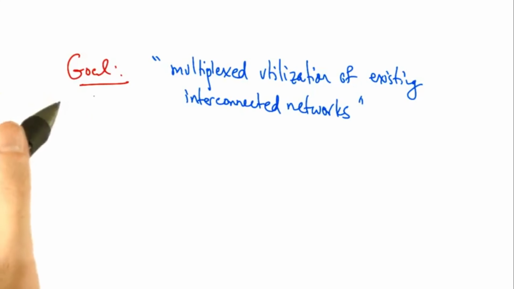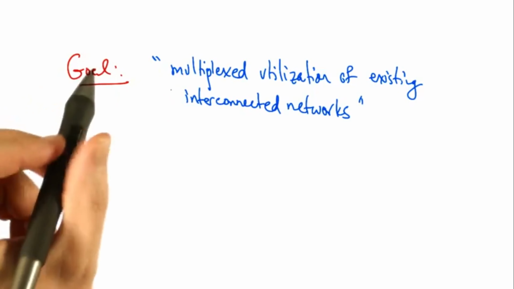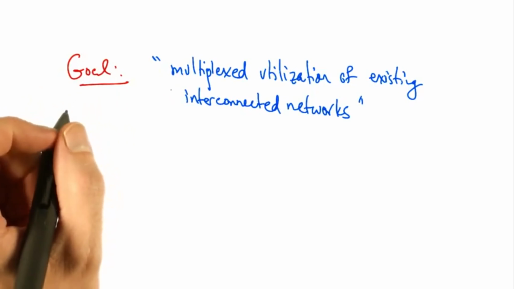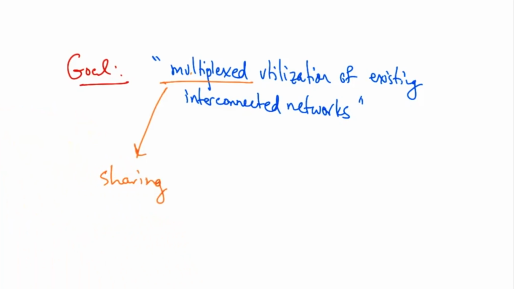The fundamental design goal of the Internet was multiplexed utilization of existing interconnected networks. There are two important aspects to this goal. One is multiplexing, or sharing. So one of the fundamental challenges that the Internet's technologies needed to solve was the shared use of a single communications channel. The second major part of this fundamental goal is the interconnection of existing networks.